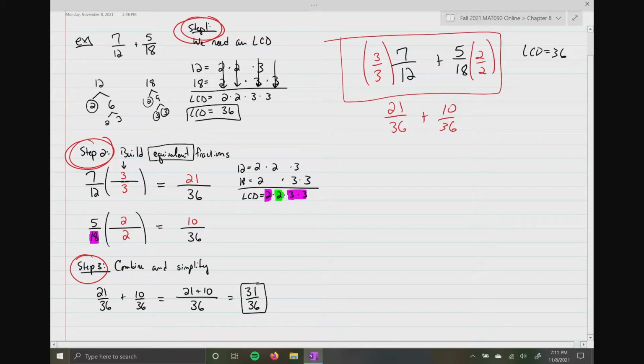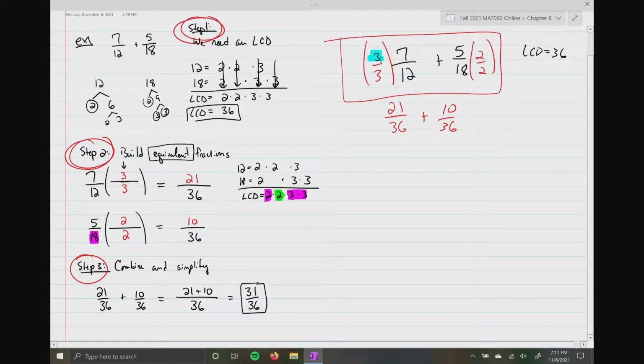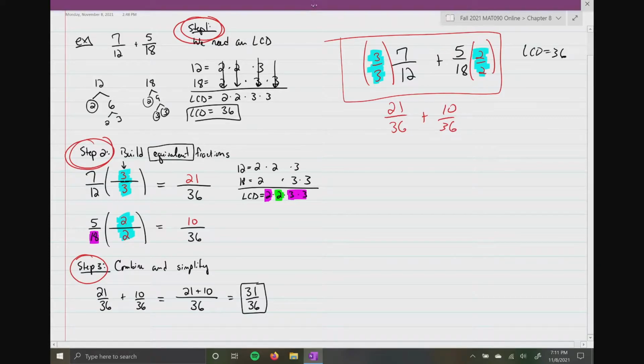Okay, and also if you notice here, and I'm going to highlight it in blue, this 3 over 3, well, it's staring you in the face. It's right there, and that 2 over 2, that's also right down here. So I'm doing the same thing. I just broke it up into steps. I like to logically think through something, not just jump right into the deep end.